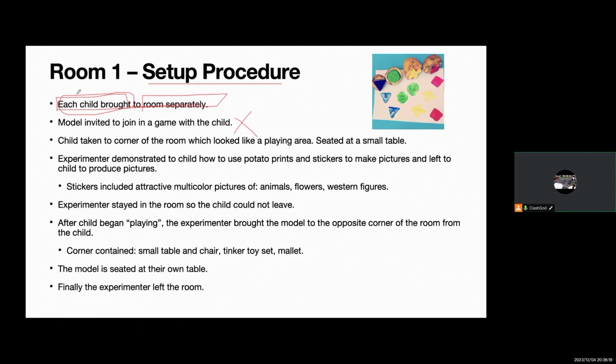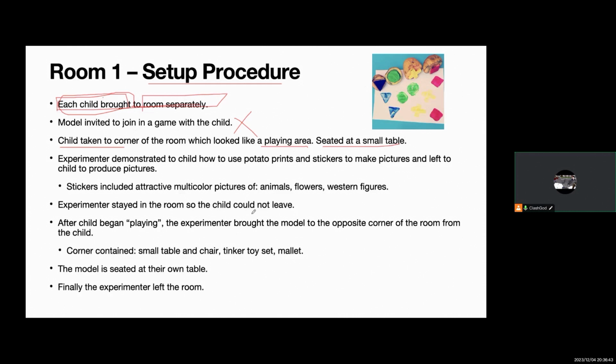After the child is brought to the room, the child is taken to a corner of the room which looks like a playing area, and they're seated at a small table there. This also follows common sense and logic. Each child is brought to a room, and then to this kind of playing area that is used for playing. So they're brought into the room, to the corner of the room, which looks like a playing area.